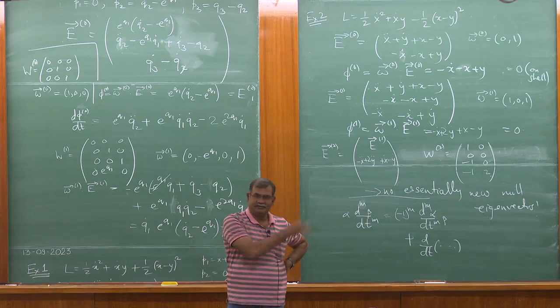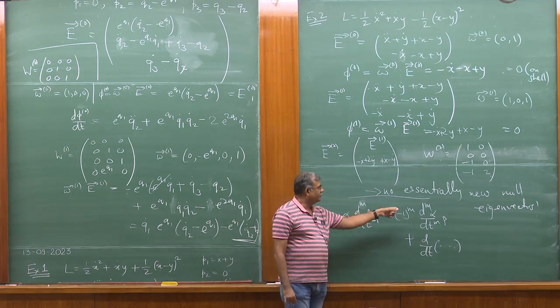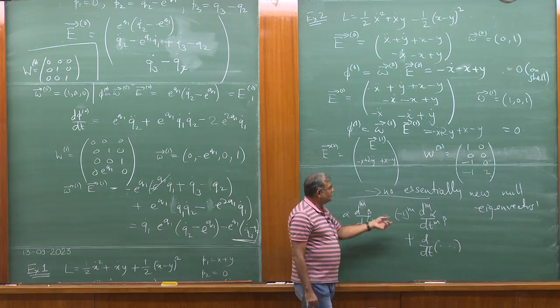Now, this is really pretty easy to prove. But, okay, any idea how you would prove such a result? That for any m, you will have this. That is, alpha times the mth derivative of beta is basically up to a sign, the mth derivative of alpha times beta plus a total time derivative. How would you prove this?